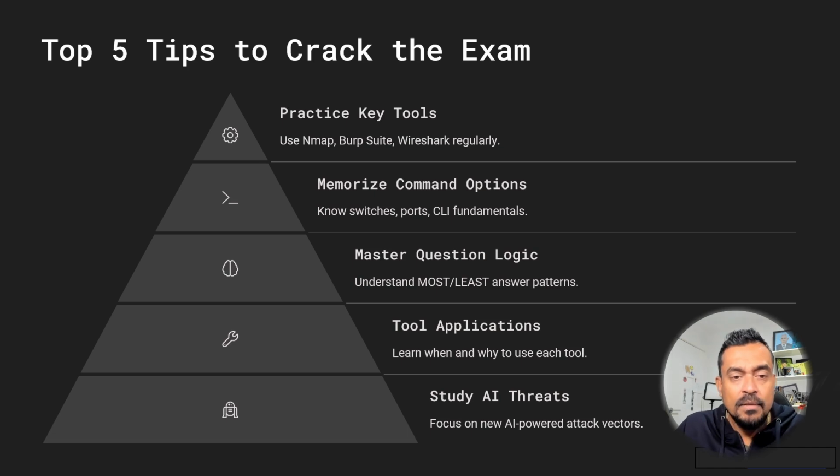The next one is master the question logic, right? You need to understand the most and least answer patterns. For example, you need to have a kind of strategy to eliminate some of the answers. As I said, it's multiple choice questions, so you will have 4 options, and even if you don't know the exact answer, by eliminating incorrect answers, you can find out the correct answer, right? So that is another method. I will do another video to give you an understanding of how to tackle those MCQ questions especially.